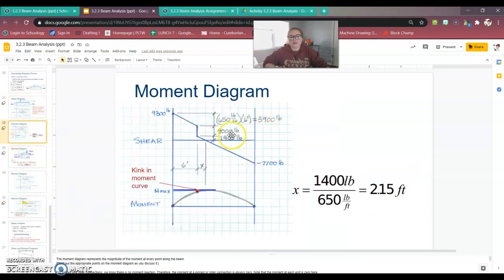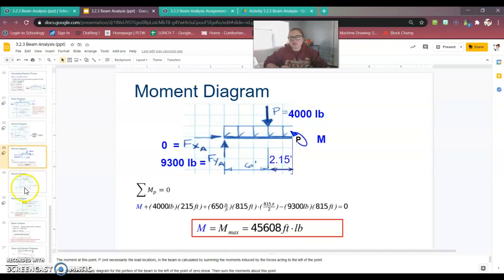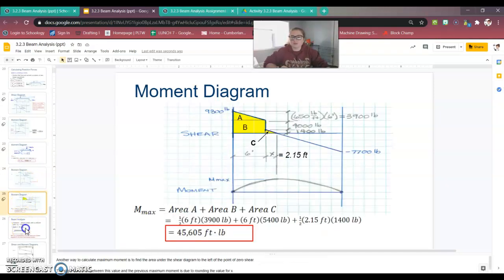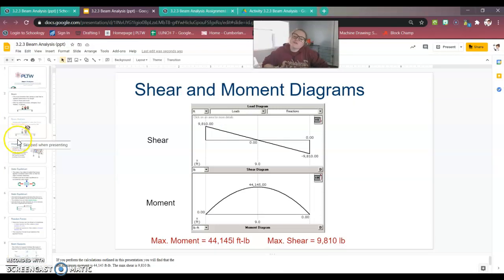Oh, so shear diagram. Just think of it this way. Shear's got like the pointy, jaggedy lines. Moment is more round and curved. That's the way I tell the difference between the two of them. And so forth and so on. So take a few notes on this. That will prepare you for this worksheet right here.